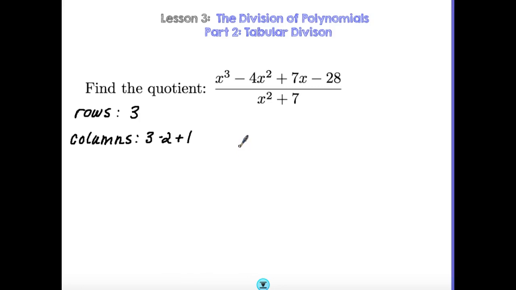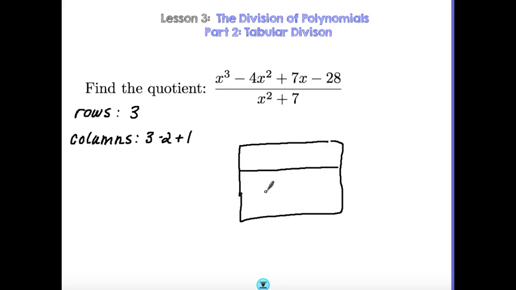So let's go ahead and start this out. So 3 rows, and 2 columns. Okay, so let's go ahead and we're going to put the x squared plus 7 up top here.